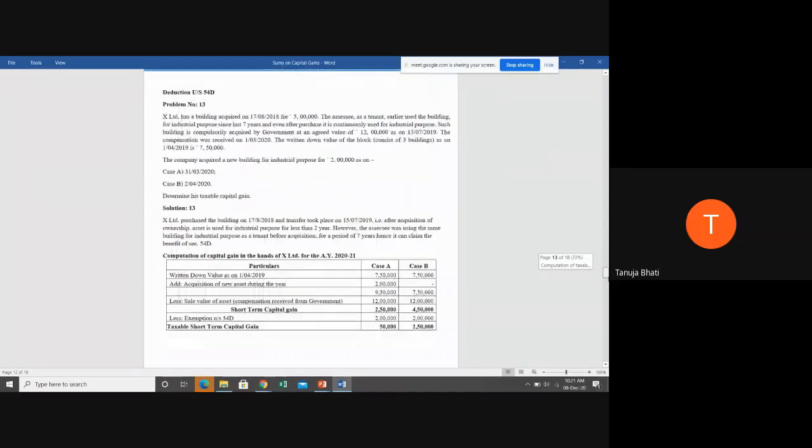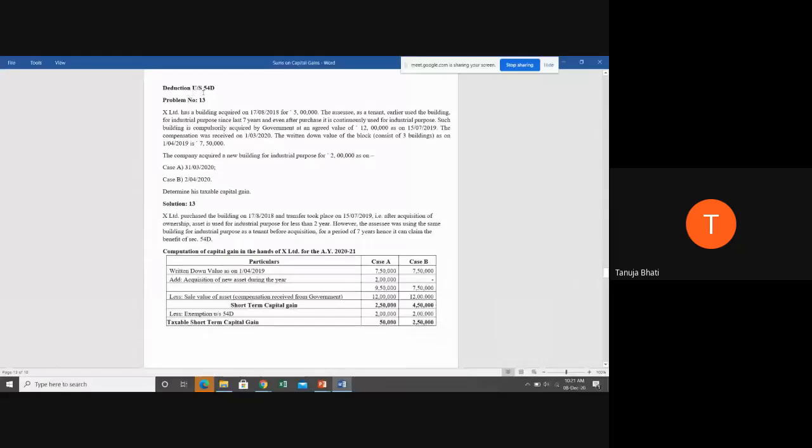Next, moving ahead to deduction under section 54D. Okay. Now let us see. Mr. X has a building acquired on 17/8/2018 for 5 lakh rupees. The SSC as a tenant earlier used the building for industrial purpose.